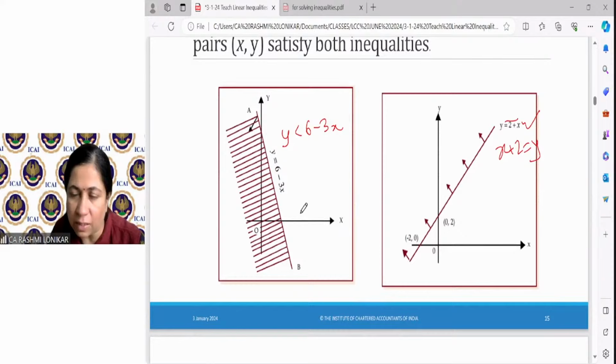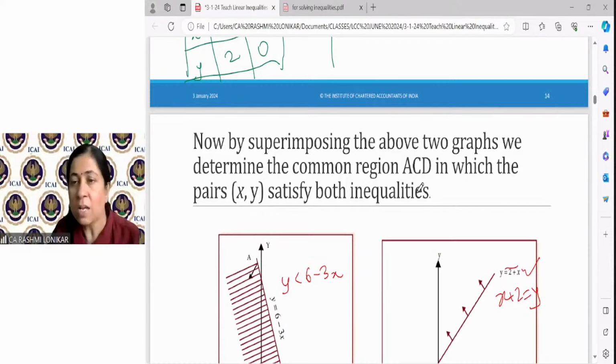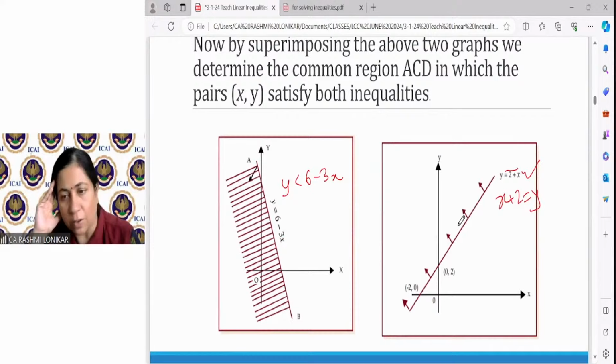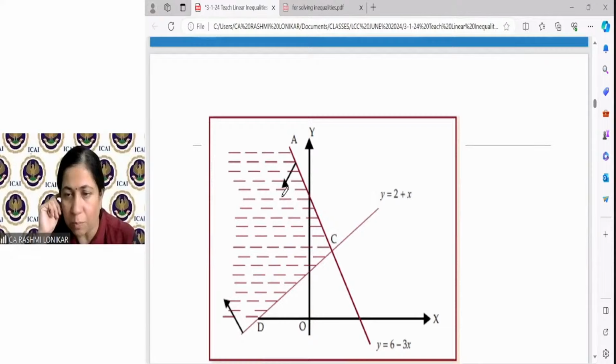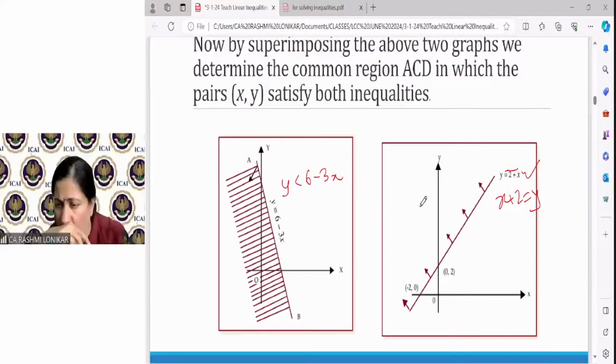Now we are going to see what we are doing. Now, by superimposing the above two graphs, we determine the common area. So, one condition is 3x plus 6 is less than y. Okay, that was one, and the second is x plus 2 is equal to y. So once I try to superimpose them, here the lines are going down, here the lines are going up. Okay, so when I superimpose, what will happen? So if I see this, this already is over here. Okay.